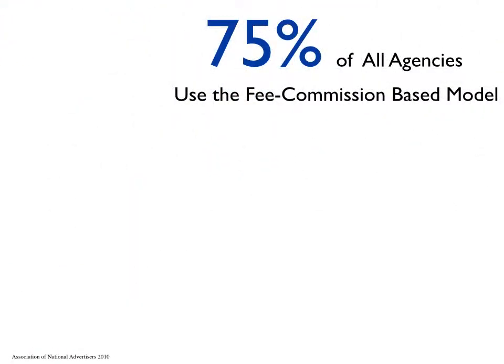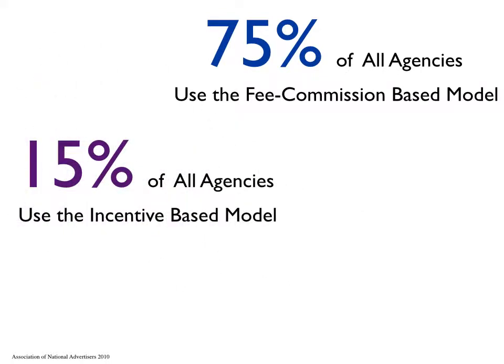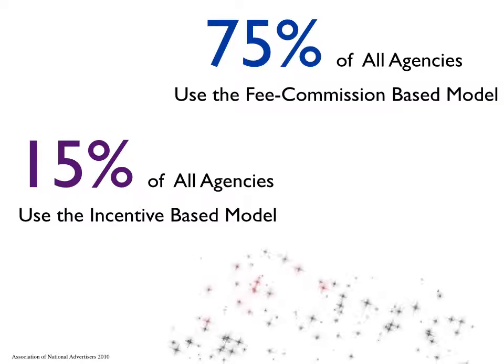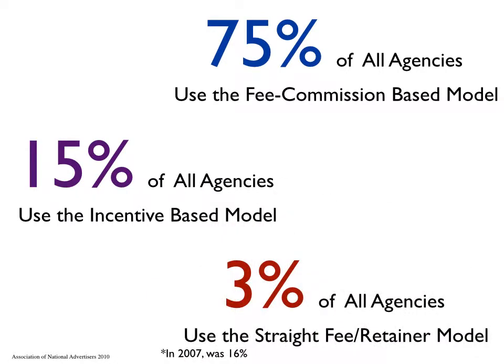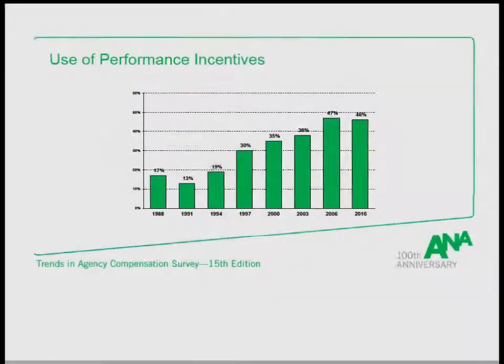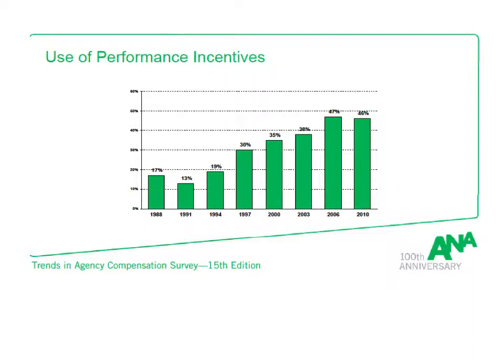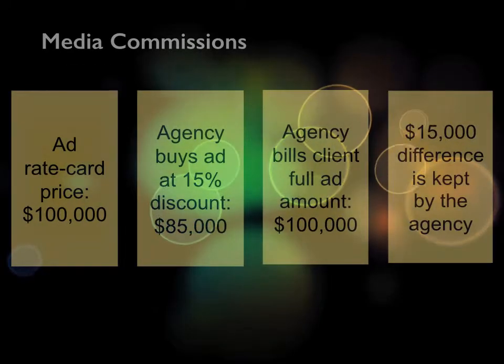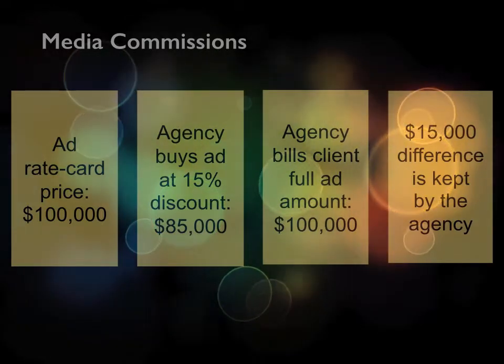75% of all agencies use fee commission based model, 15% of all agencies use incentive based model, and 3% of all agencies go for a straight fee retainer. Read about these in your book. But the trend has been towards incentive, so if you reach the sales target, we will give you more money. Okay, so hopefully they're getting more effective ads.